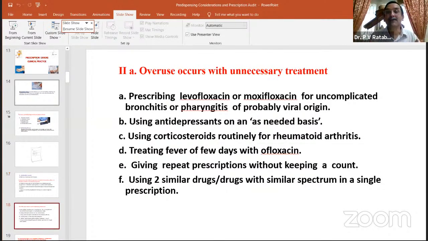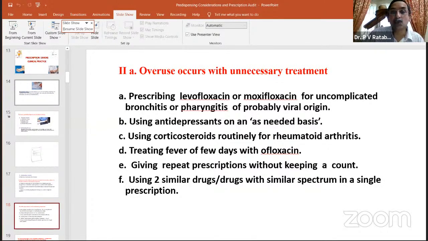Overuse. Overuse can occur with unnecessary treatment. Many doctors just go on writing unnecessarily, like prescribing levofloxacin or moxifloxacin for uncomplicated bronchitis or pharyngitis of probably viral origin. If you just have fever and cough for 2 days, there is no need to prescribe levofloxacin or moxifloxacin for uncomplicated bronchitis. Many viral conditions can cause cough.